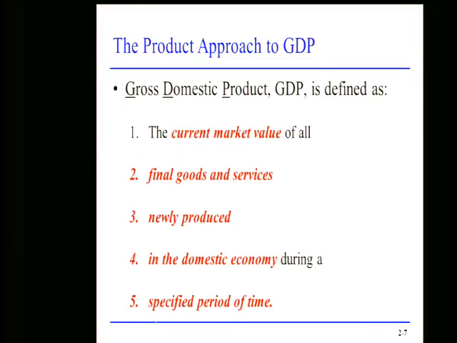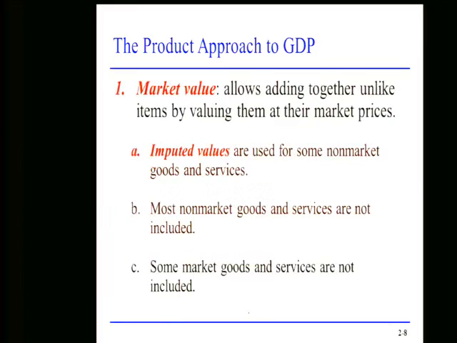Okay? Now, let's unpack that a little bit, because there are a couple of key words that we need to think about. Market value, final, newly produced, domestic economy, and the period of time. Market value is simply telling us what is the value of a product when it is sold. Right? It's price times quantity.